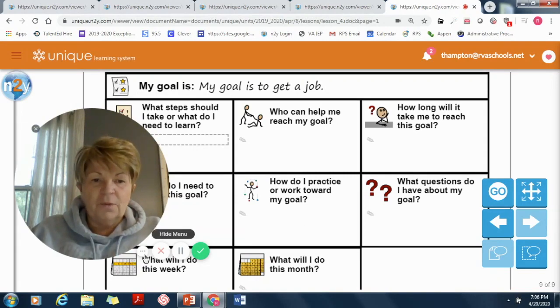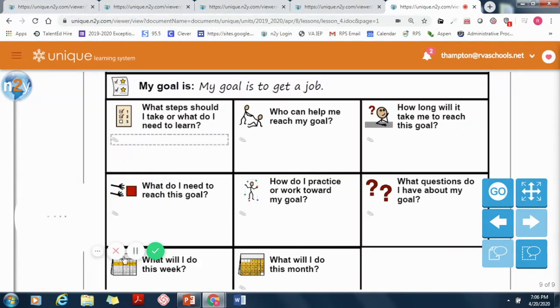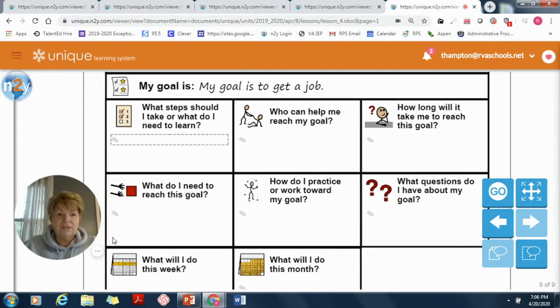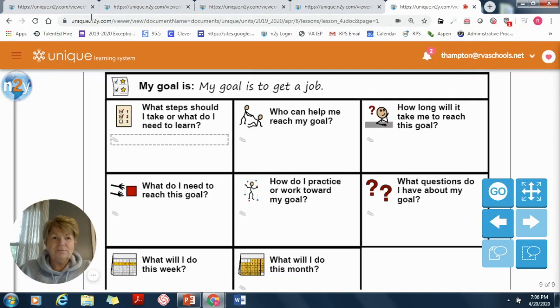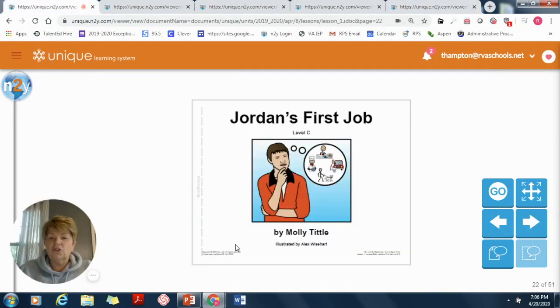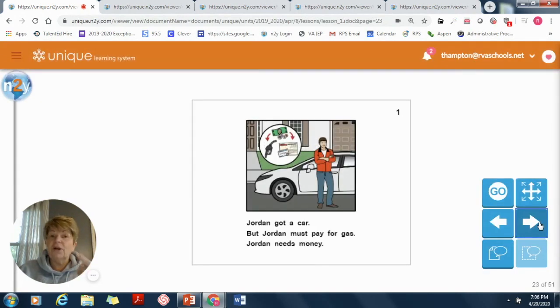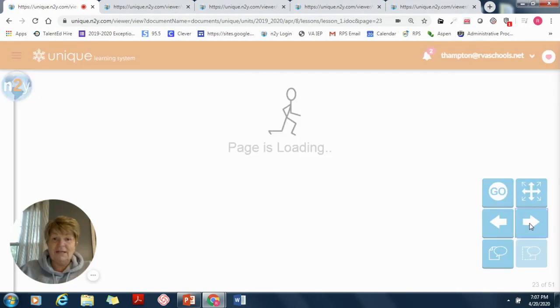Here we go. We're going to go ahead and minimize this and get rid of all of this visual noise, as I call it. And let's go back to Jordan's first job. Okay? Jordan, we remember, he needed to get a job because he had to pay for car insurance and one more thing. What else did he need to pay for? Do you remember? Gas. Yes, the picture helps you. He needed to pay for gas and car insurance for a car that his parents had given him. But he needed a job because he didn't have any money.